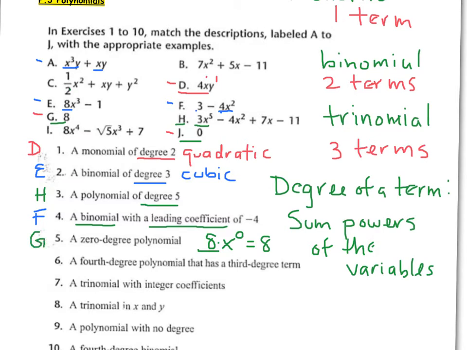Every constant polynomial has a degree of 0, except for the number 0 itself. We don't consider the number 0, which we see in part J. We don't consider that polynomial to have any degree. That's the polynomial off by itself. Every other number by itself, we call a constant polynomial, and we would call that a degree 0. But the number 0 itself, we say that it's a polynomial with no degree.